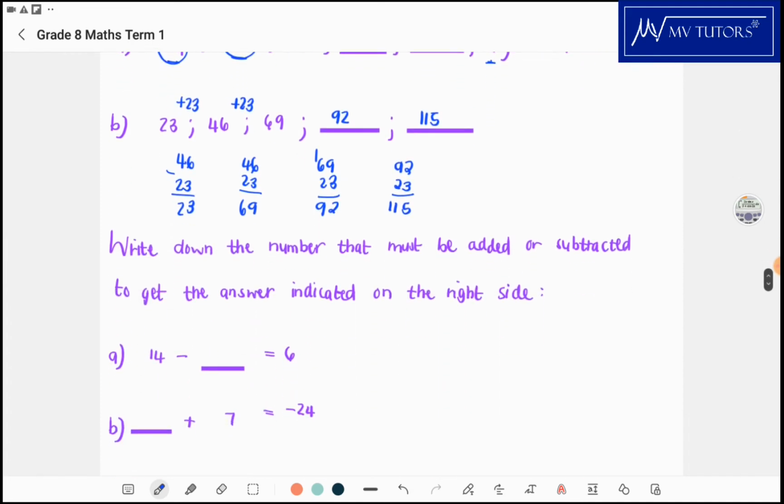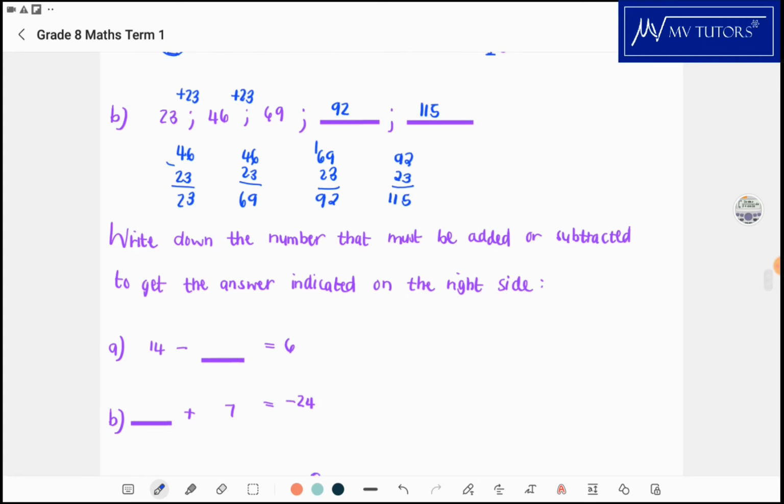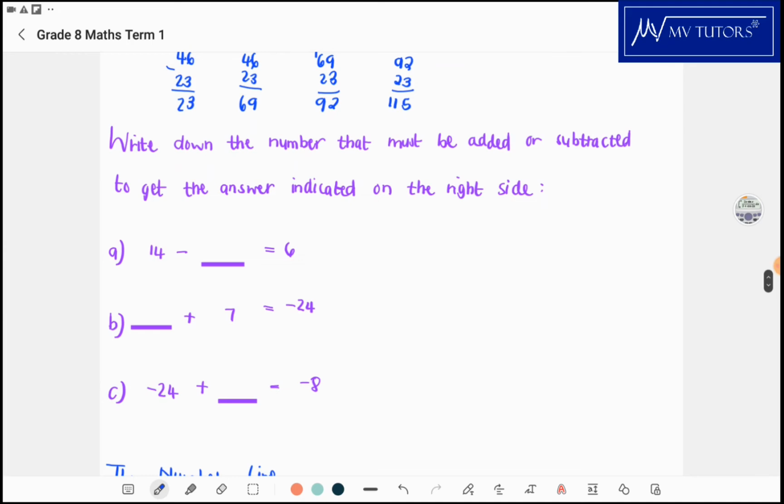Now it says, write down the number that must be added or subtracted to get the answer indicated on the right side. Now, what do I need to subtract in order to get 6? Okay, another way of doing this is by saying 14 minus 6. We actually did cover this in the whole number section, where we have inverses. But basically, what do I need to subtract in order to get 6? So I'm basically going to say 14 minus 6, and I know that is 8. So if I say 14 minus 8, then I'm going to get 6.